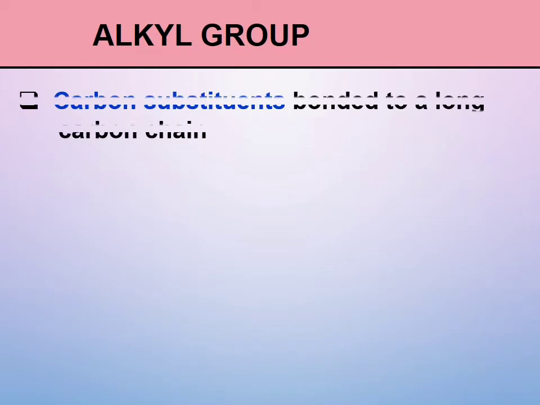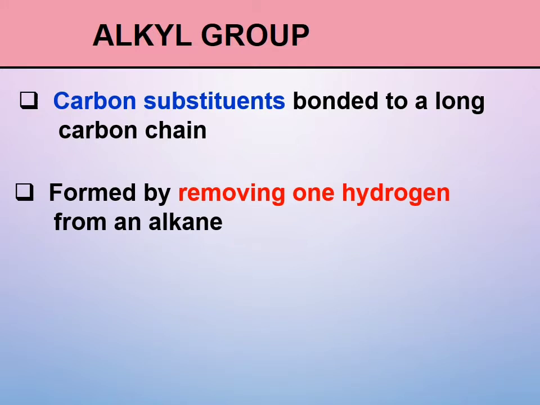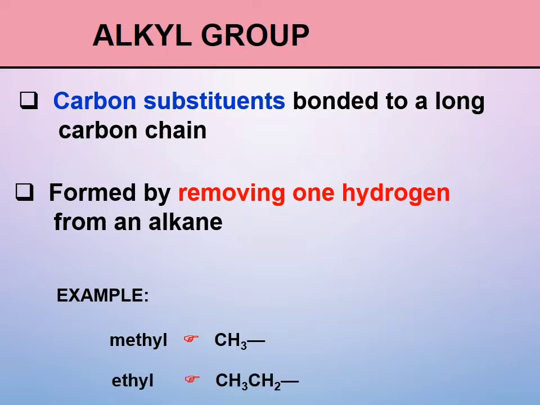An alkyl group is referring to the carbon substituents bonded to a long carbon chain. So it's formed when one of the hydrogens is removed from the alkane and attached to the parent. So for example, a CH3 attached to the parent, the substituent is named methyl. And the CH3CH2, when attached to the parent chain as a substituent, is named ethyl.